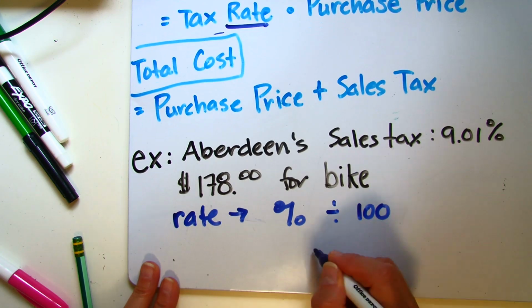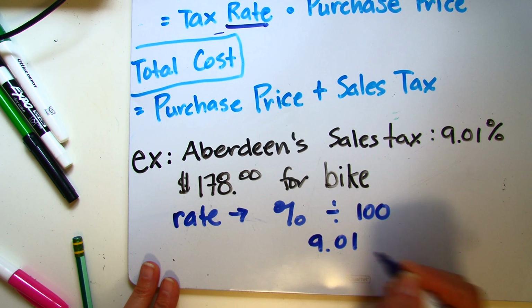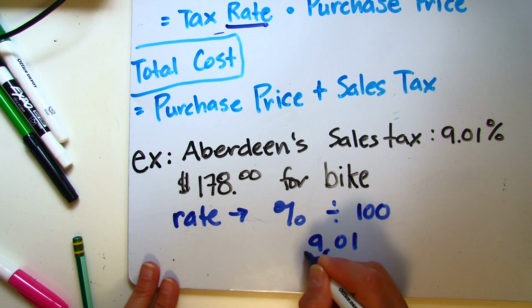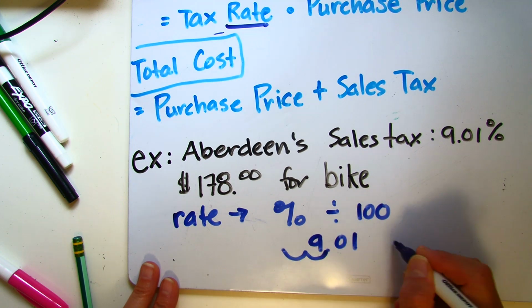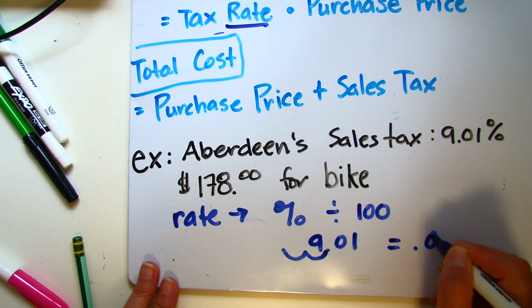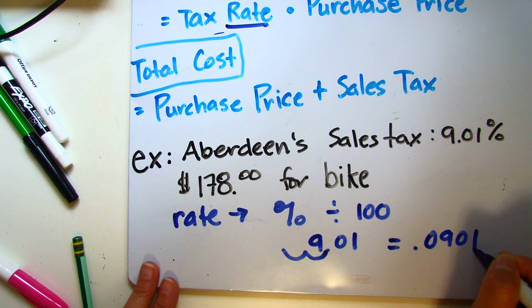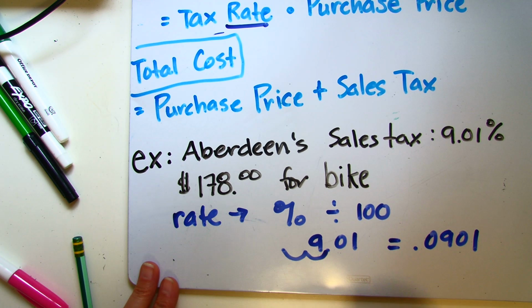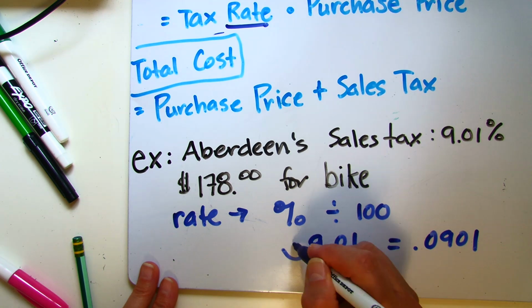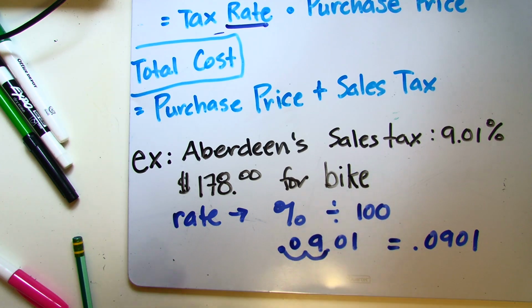In this case, 9.01 is going to give us 0.0901. We move to the left 2 places. We're going to fill in a 0, and we've got our new decimal point in its new position.